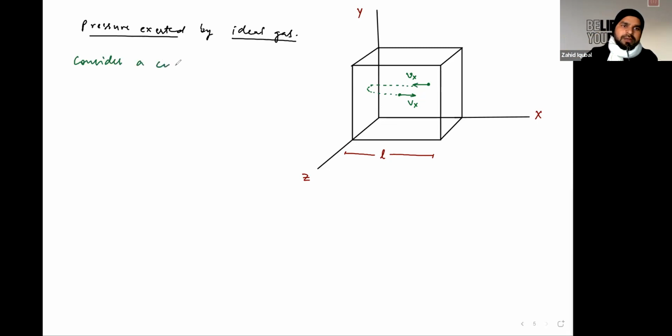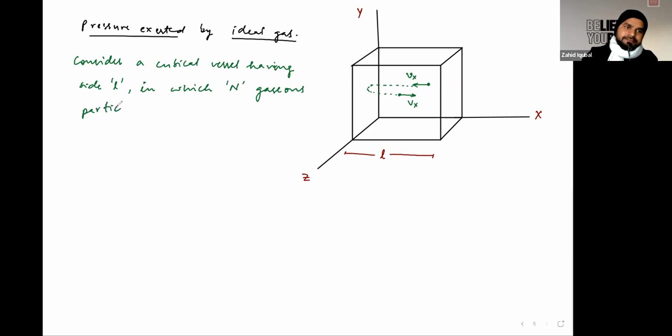Consider a cubical vessel having side L in which n gaseous particles, each of mass m, are in motion.